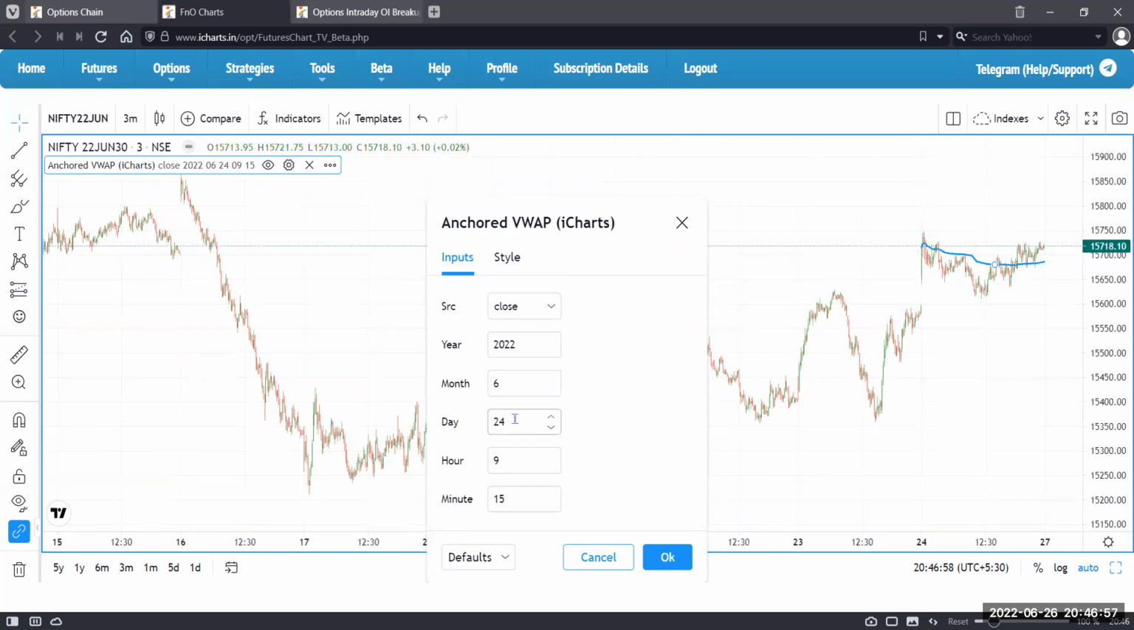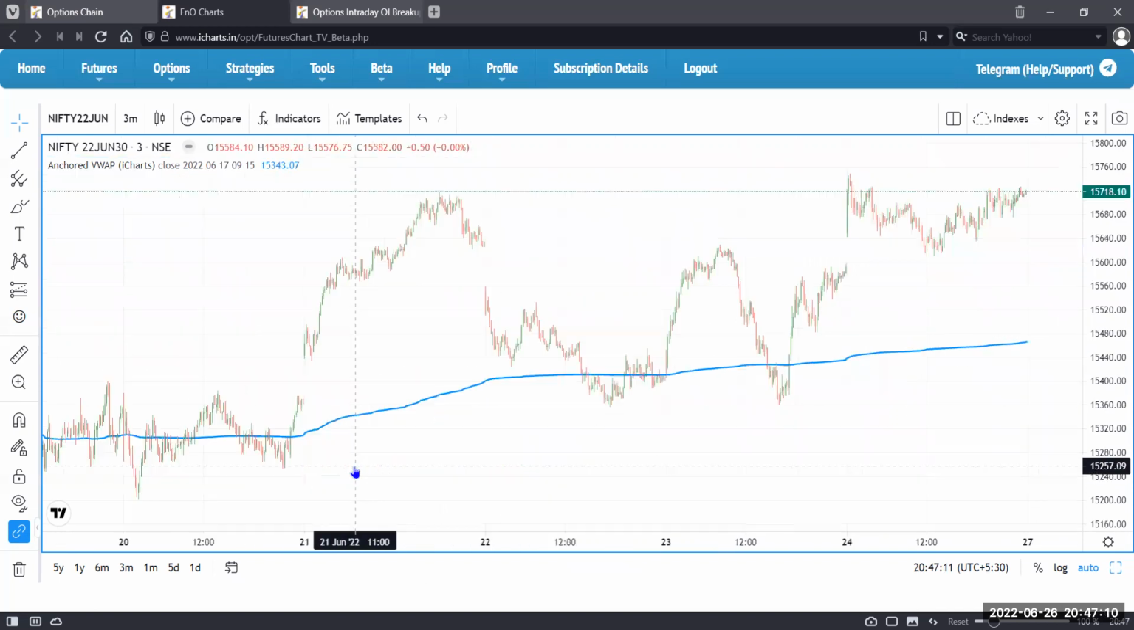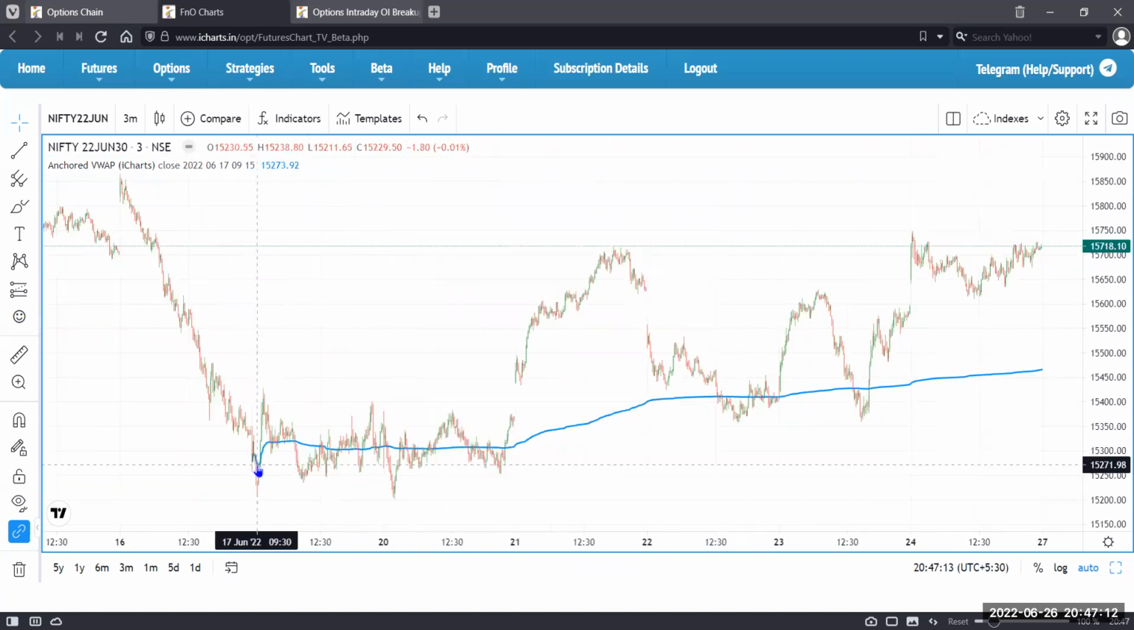So you change this to the day after the expiry. So year 22 June 17th 9:15, and you plot this. So it will start from here. Okay. So the idea is that once you plot this, next day after expiry until the next expiry, until the 23rd, this is going to be a support, kind of support.